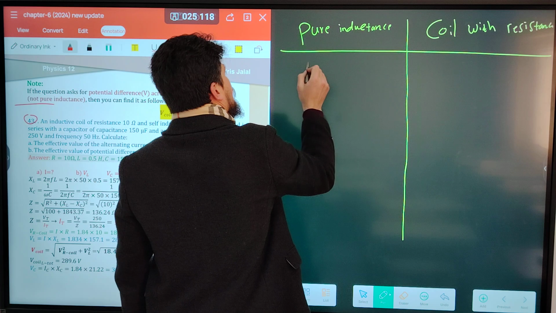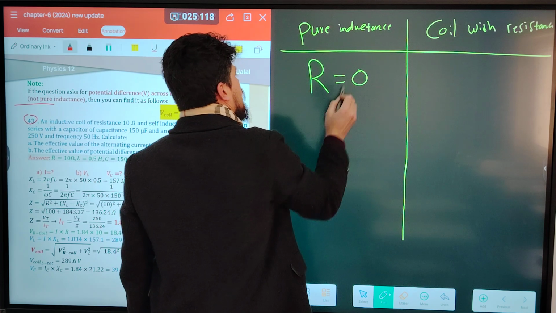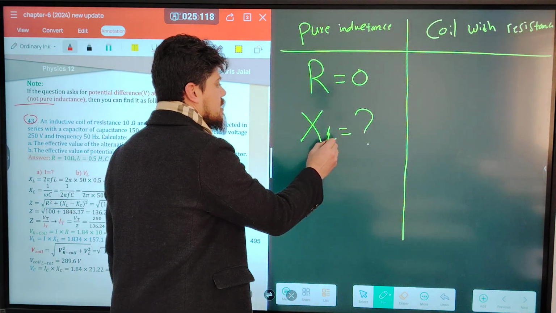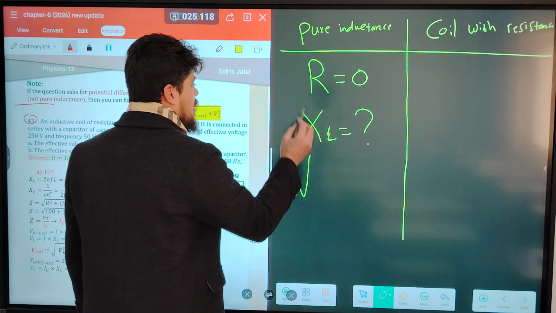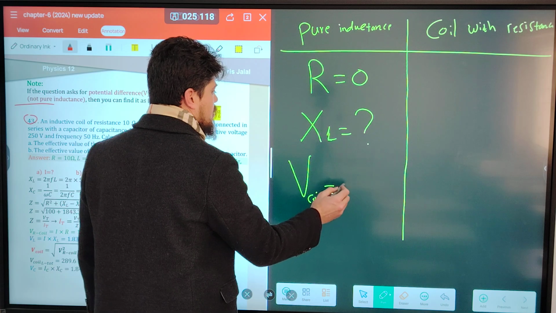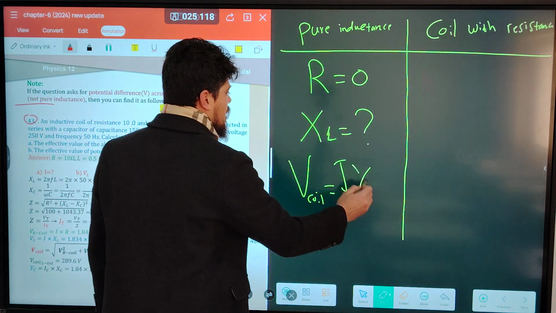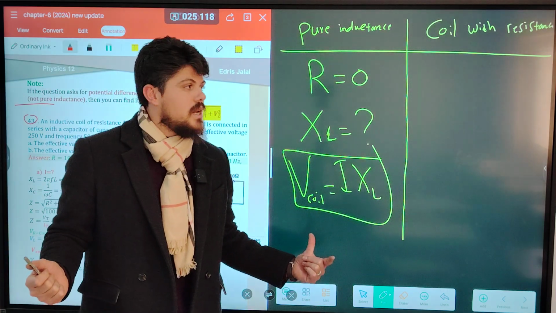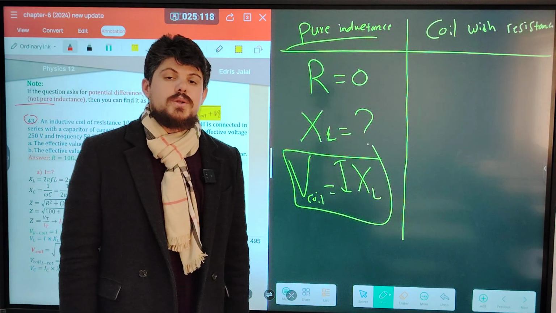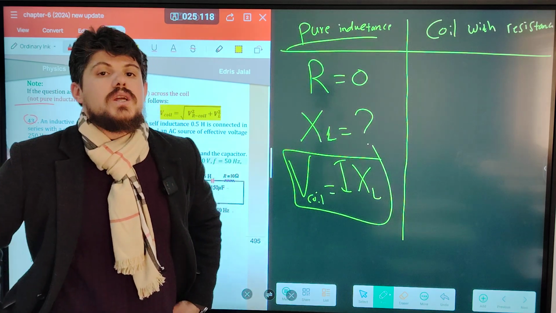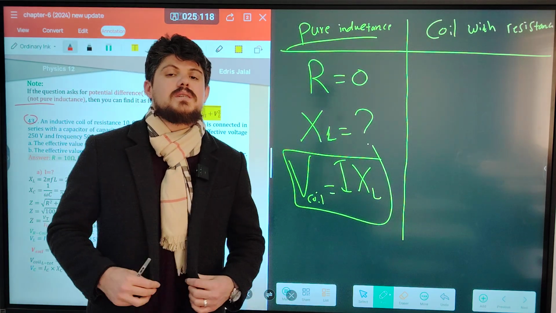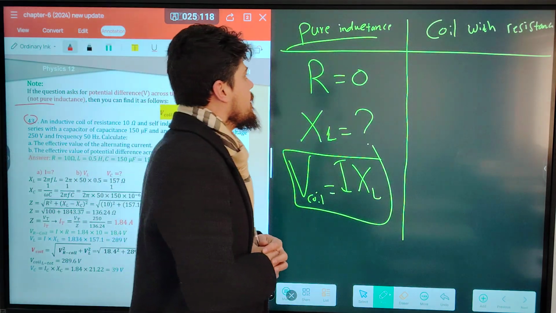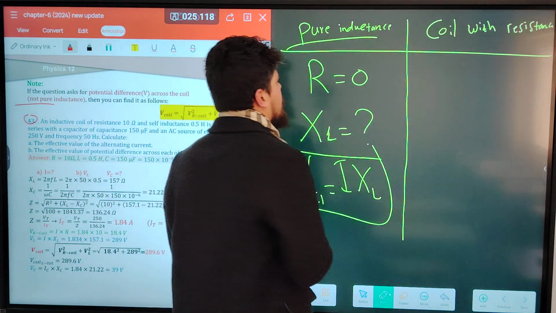Pure inductance, what do you mean by pure inductance? It means that resistance is 0. We have only XL. So V of the coil here is equal to I times XL. When is V coil equal to I times XL? When the coil is pure inductance. What do you mean by pure inductance? Negligible resistance. The resistance is ignored. Assume that this coil has no resistance, only has inductive impedance.